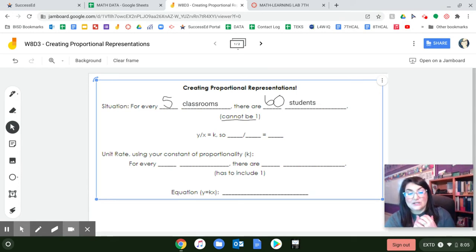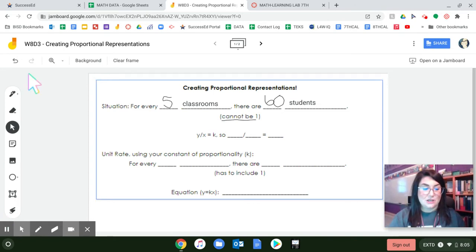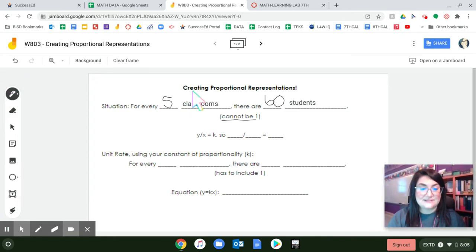From here, we're going to do our y value divided by our x value to get our k, which is our constant of proportionality. In this situation, the thing that comes first that's independent is classrooms. That comes first, and the number of students that can fit in those classrooms is dependent on the number of classrooms. So I'm going to go ahead and label that this is my x value over here, and this is my y value. Yours might be different depending on how you word it.